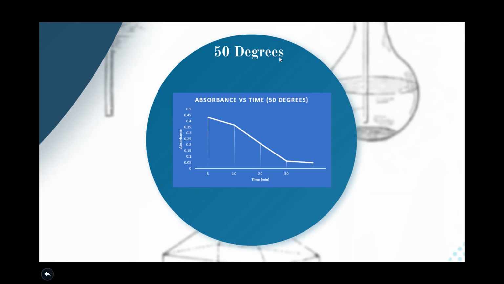So then we decided to do a last trial with 50 degrees, and we obtained a graph that we expected from pyrolysis, which is that as time goes on, the absorbance decreases, and therefore the concentration remaining decreases. And from this graph, we can see a steady decrease in absorbance and concentration remaining of dye in the mixtures.